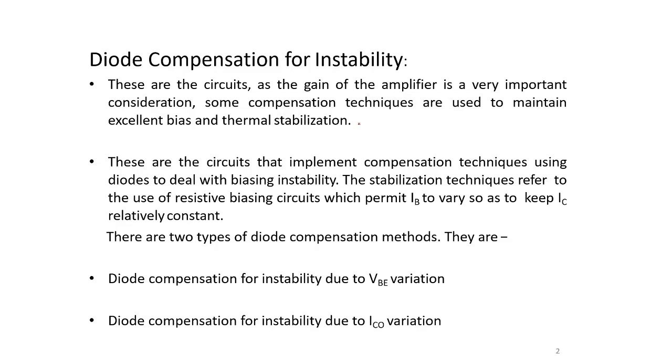First we are doing the diode compensation in the circuits, with respect to variation of either VBE or variation of IC0. There are two types of diode compensation methods: one to compensate the variation of the VBE voltage and the other to compensate the variation of IC0.